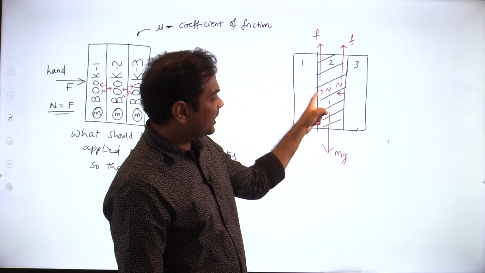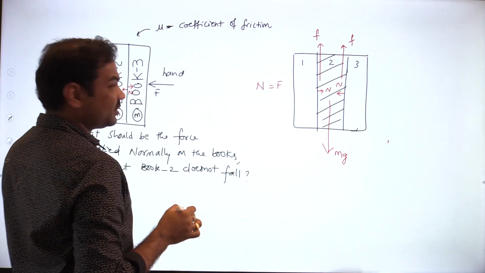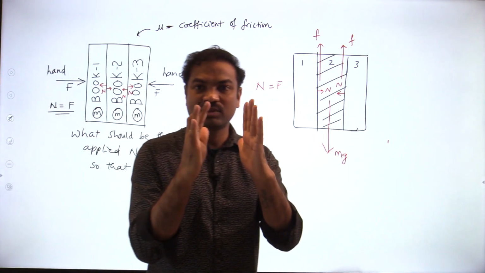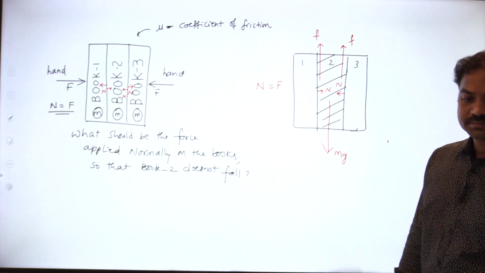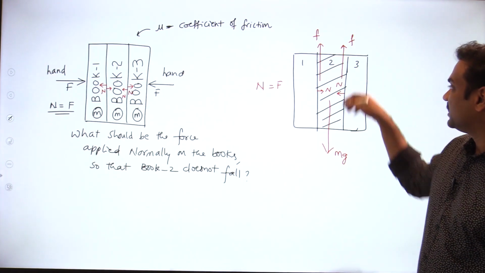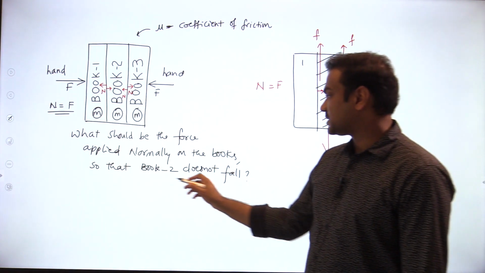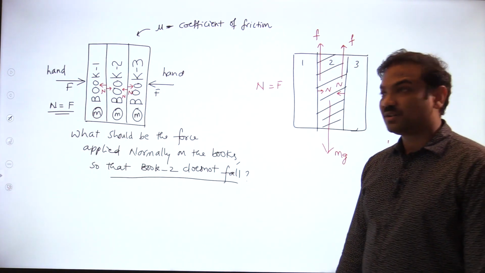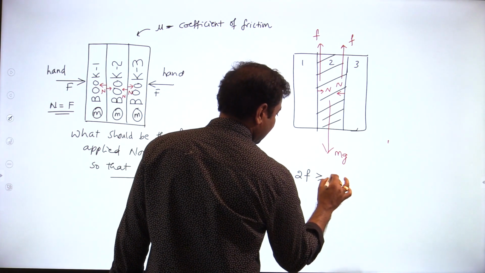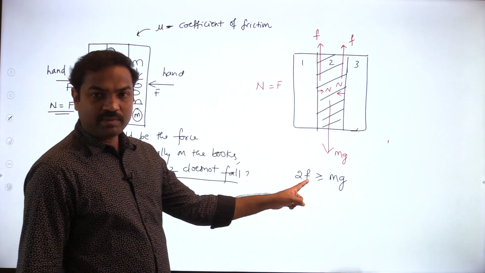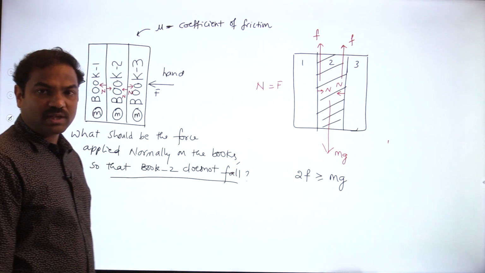So they are equal forces, equal normal reactions. What is the normal reaction equal to? The normal reaction is equal to F, the force applied by the hand horizontally. Horizontally the books are not moving, we are holding them, so the net force is 0. So for the second book not to fall, that is the only condition. When it does not fall, then 2F is greater than or equal to mg. F is the limiting friction or limiting force. Very good. So 2F is more than or equal to mg.